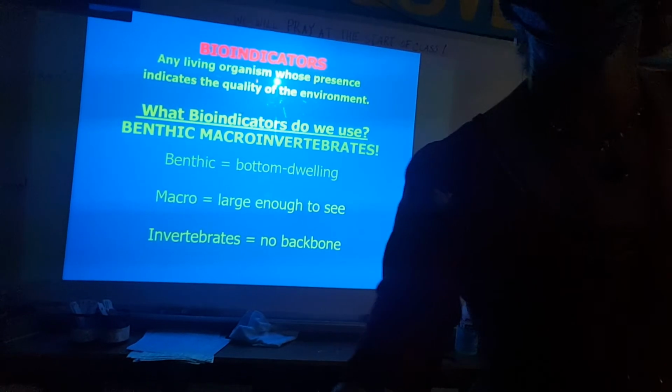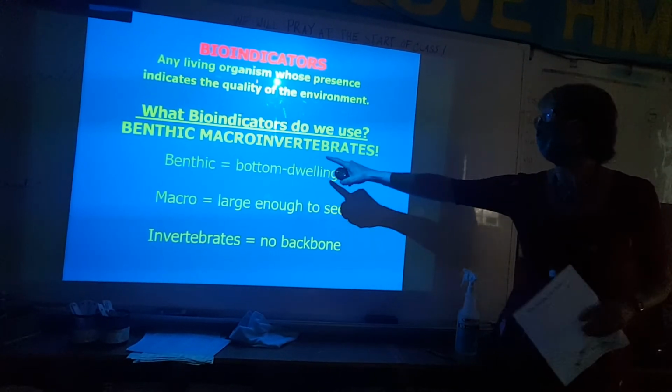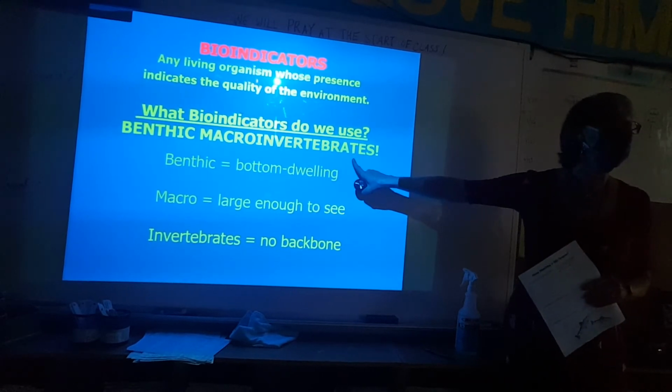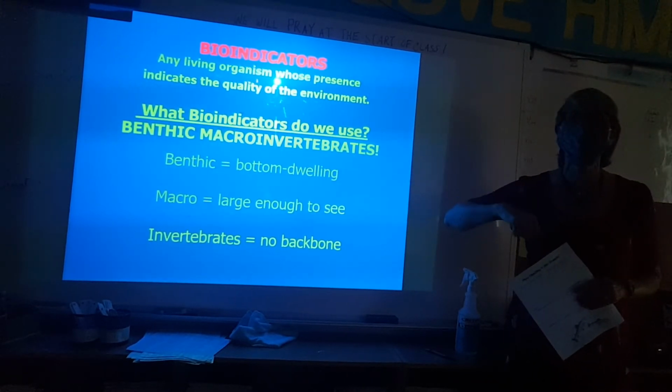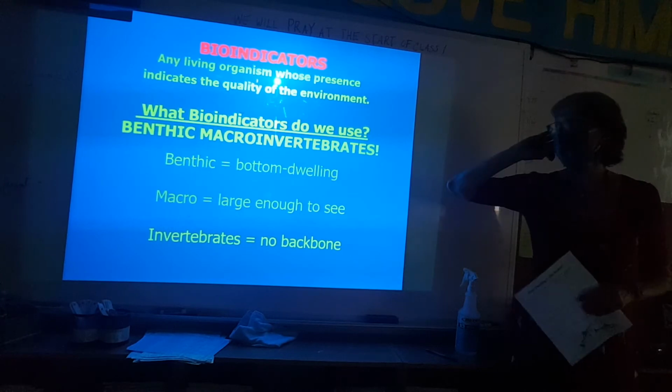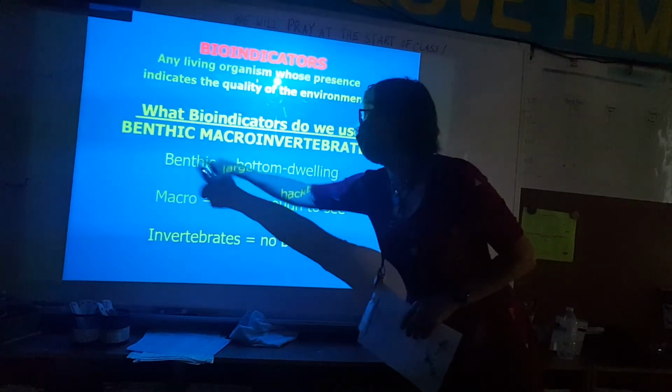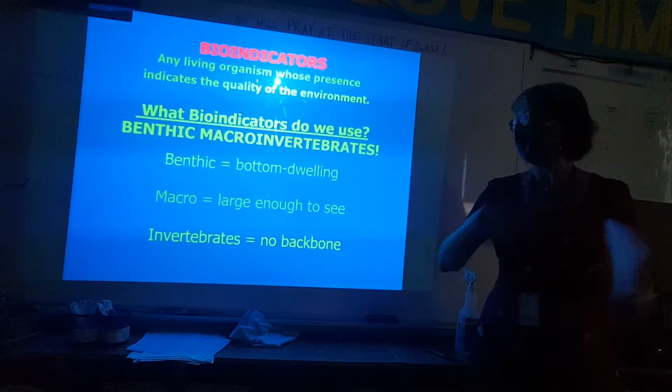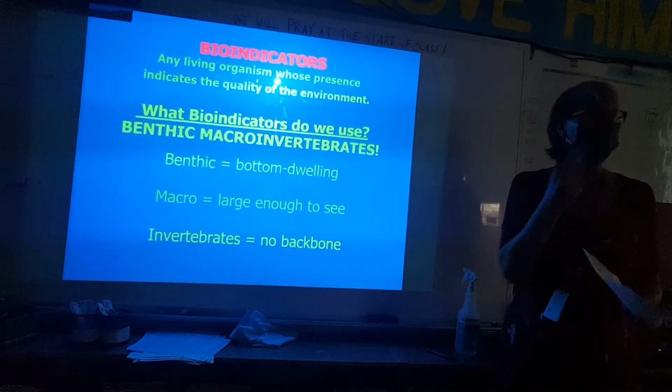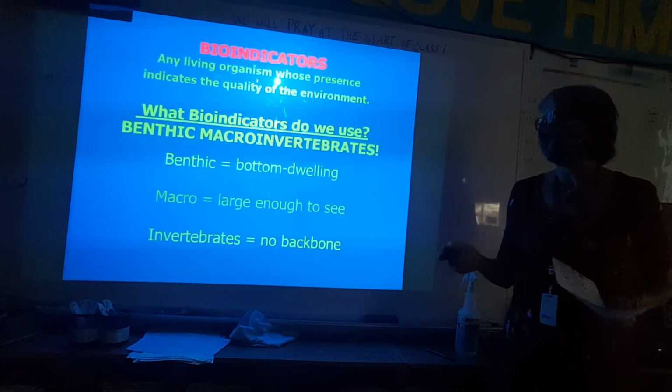Okay, so again, say benthic macroinvertebrates. Benthic means bottom dwelling. Macro means big enough to see, and invertebrates means they have no backbone. So if you can see it with your naked eye, it's a macroinvertebrate.